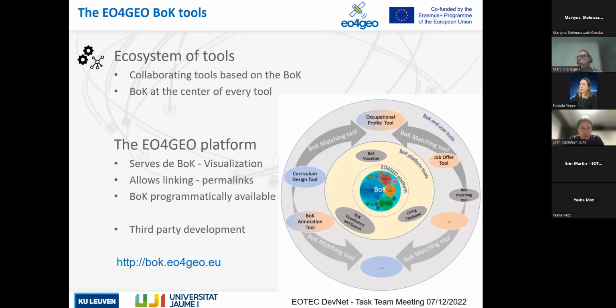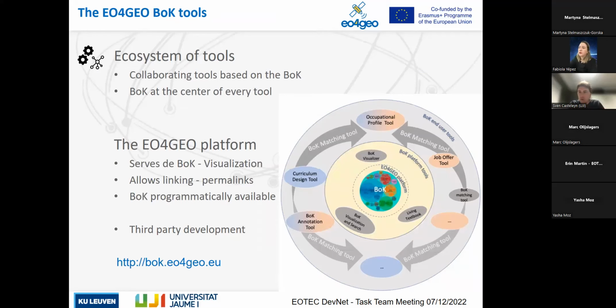So the situation that we had in the EO4GEO project was that we had the network of experts working on the body of knowledge and capturing all the concepts and all the relationships between these concepts and the skills associated with the concept and more information, as Marc explained to you. And the question that we asked ourselves is, how can we operationalize now this body of knowledge? So how can we make sure that this can be used to point to, can be used in applications, can be used for interoperability between applications, so for a lot of purposes. And this is why we developed the EO4GEO platform.